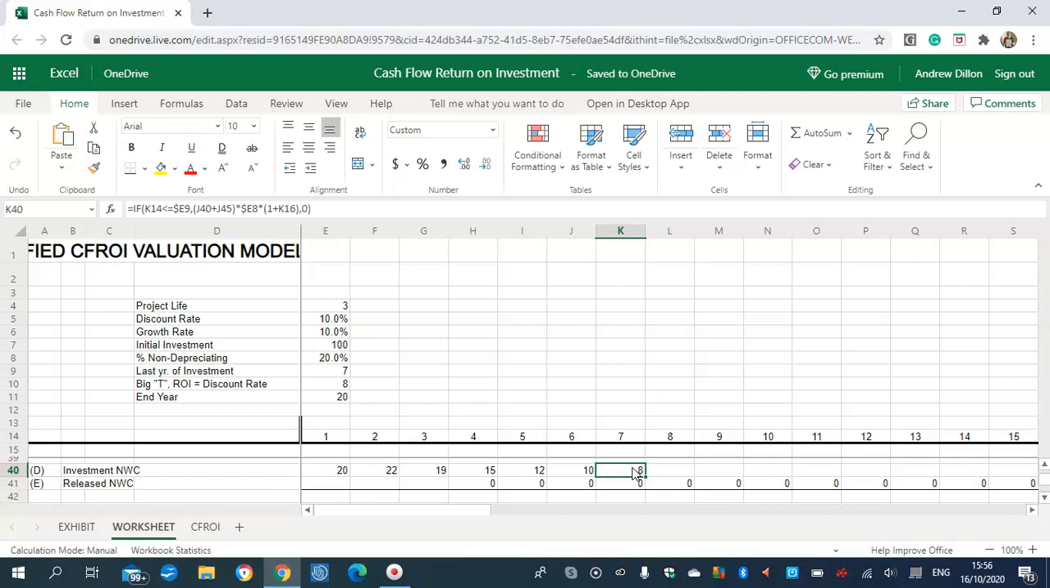I will continue on for the next video. Unfortunately, I'm about to run out of time, so I will finish off the investment NWC. I do not need to calculate the release NWC. It's not really important or relevant, and some tables are very confusing. So we'll continue and finish off the investment NWC, and then I will move on and try to finish off the rest of the worksheet.